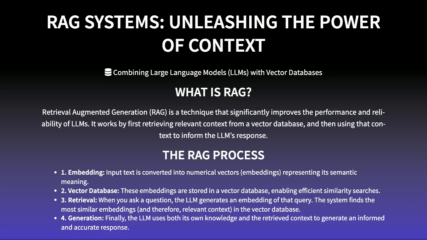Basically, RAG combines an LLM with something called a vector database. First, we turn your text into numerical embeddings, which are like fingerprints of the meaning of that text. These embeddings are then stored in this special database that allows us to quickly find similar pieces of information later on. When you ask a question, the system creates its own embedding for your query and searches the vector database for the most relevant context. Then the LLM uses both its existing knowledge *and* that retrieved context to give you a super informed answer. It's like giving the LLM a really helpful cheat sheet.